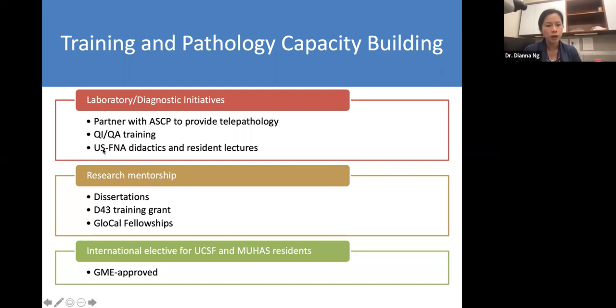and they just look at challenging cases that Tanzanian pathologists need a little bit more help on. I'm also involved in a lot of QI and QA training, and ultrasound guided FNA didactics, although this has now really been passed on to other Tanzanian pathologists since they're so competent and actually have expertise in this area. I do resident lectures when I'm in Tanzania. I provide mentorship on dissertations. Every Tanzanian pathology resident is required to write a dissertation and do a research project.